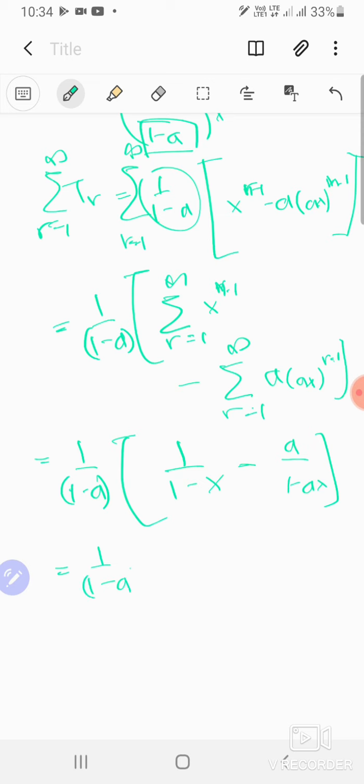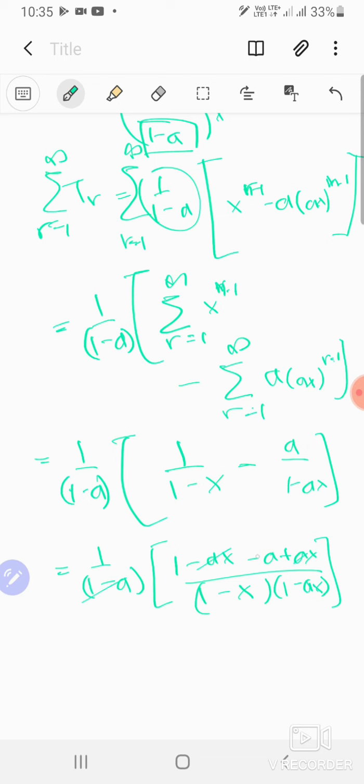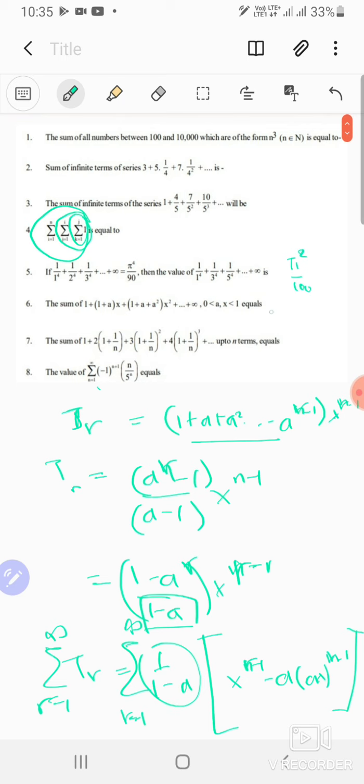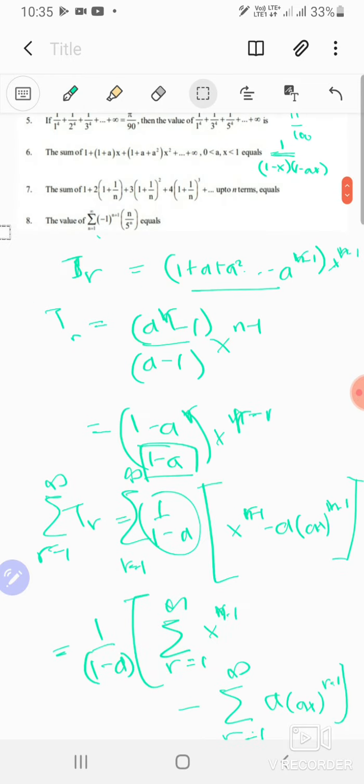1 upon 1 minus a into, so you got this thing, it's like 1 minus ax minus a plus ax. That is a nice question. It's like 1 minus x into 1 minus ax. Man, this is a nice question. Yes, I love it. Just get rid of these things. So it's supposed to be 1 upon 1 minus x into 1 minus ax. Fine, that is a nice question.